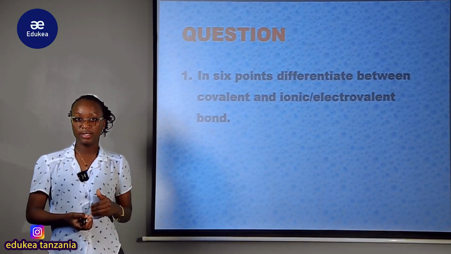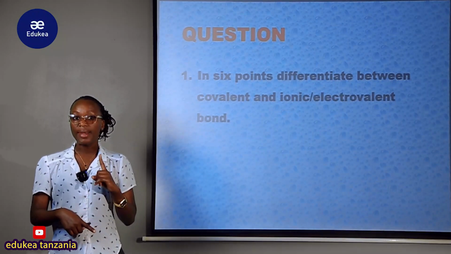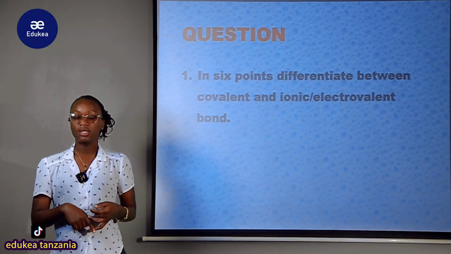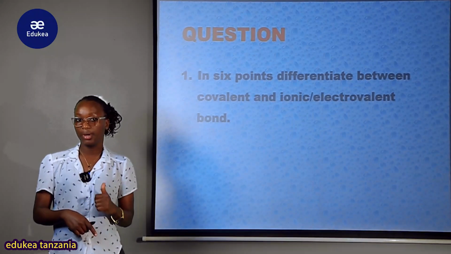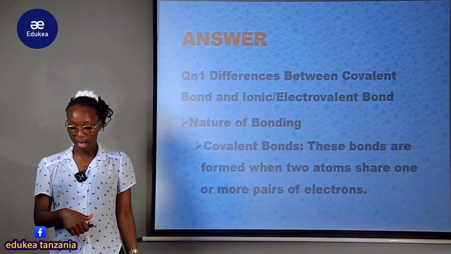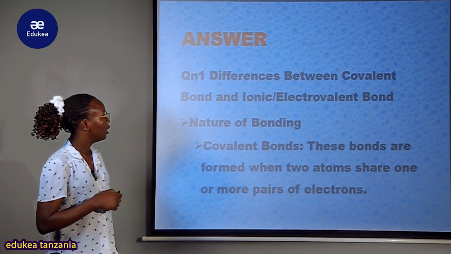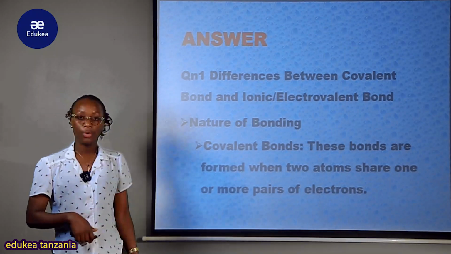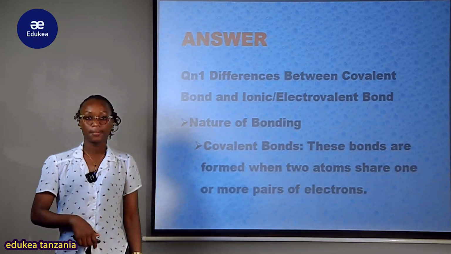So this is our question, my student. Now we are going to discuss those points. In each point, we have to give the explanation on both sides. So for one point, we have to explain in terms of covalent bond what's happening, but also in terms of ionic or electrovalent bond what's happening, the same point. Okay, my students, now warmly welcome to start our answers. So here is question number 1, differences between covalent bond and ionic or electrovalent bond. We are going to start with the first point, which is nature of bonding.